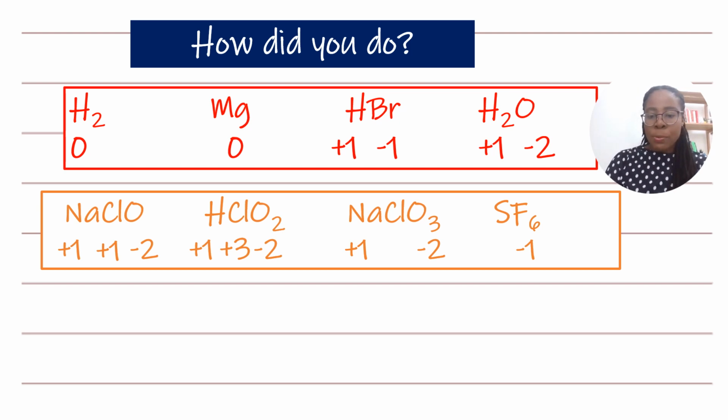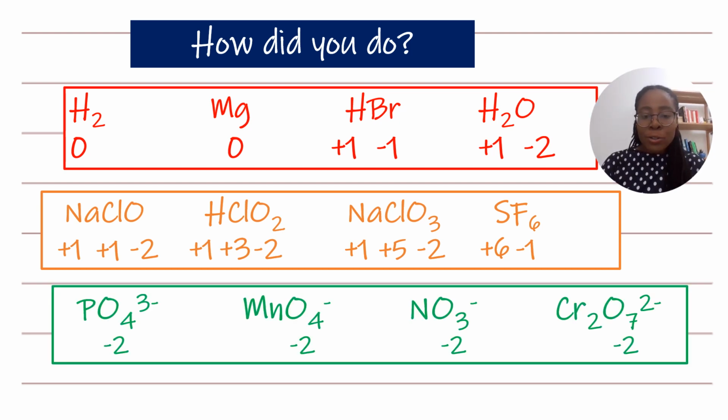NaClO3, the sodium is +1. The oxygen is -2, but there are three of them, so contributing -6. So the chlorine must be +5 to make the total add up to 0. And finally, SF6, fluorine is always -1, and there are 6 of them, making it up to -6. So the sulfur must be +6.